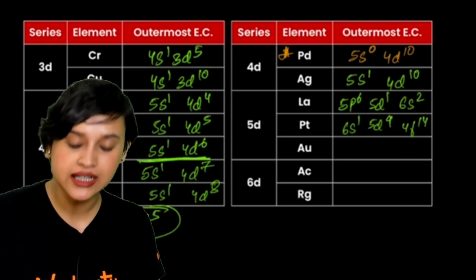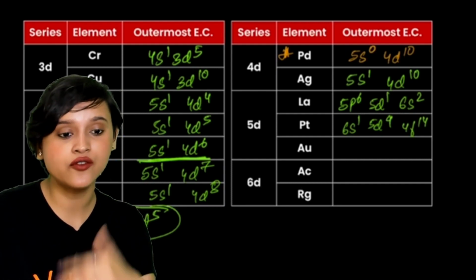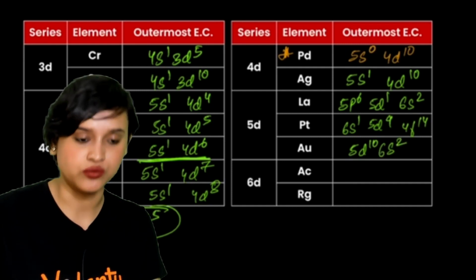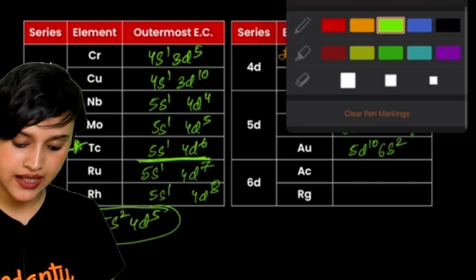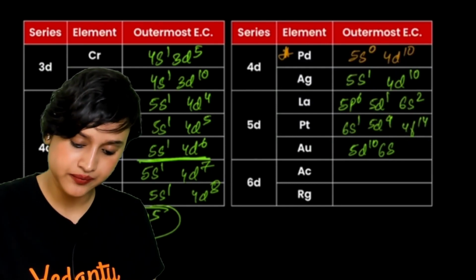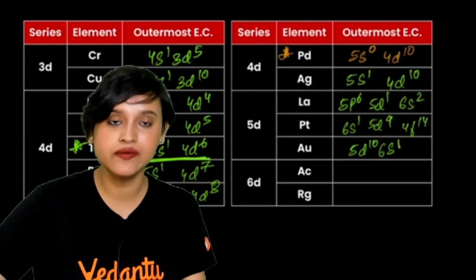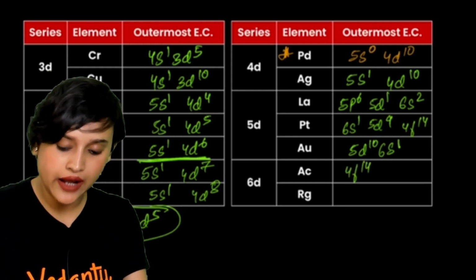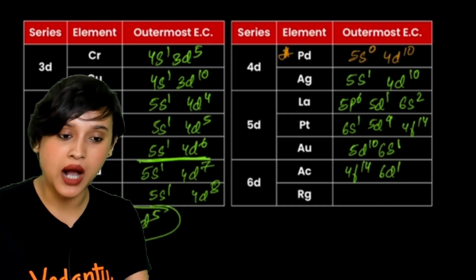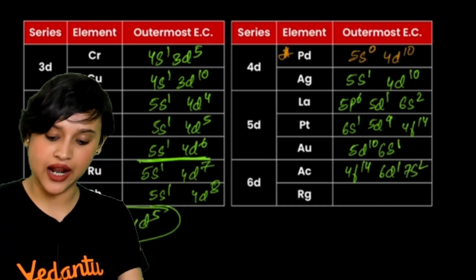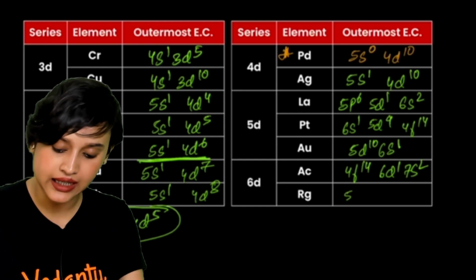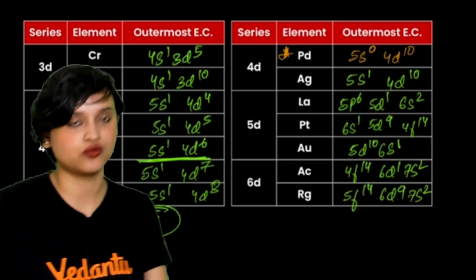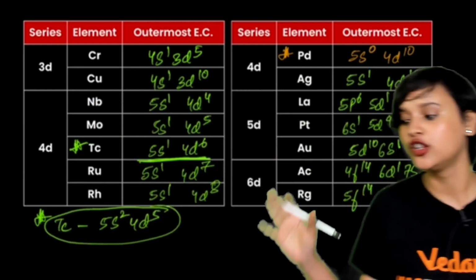Then we go to gold. Gold has 5d10 6s1. Gold has 6s1, 5d10. Then we come to actinium. Actinium has 4f14, 6d1 and 7s2, my dear student. And finally Rg has 5f14, 6d9 and 7s2. These exceptions you must remember.